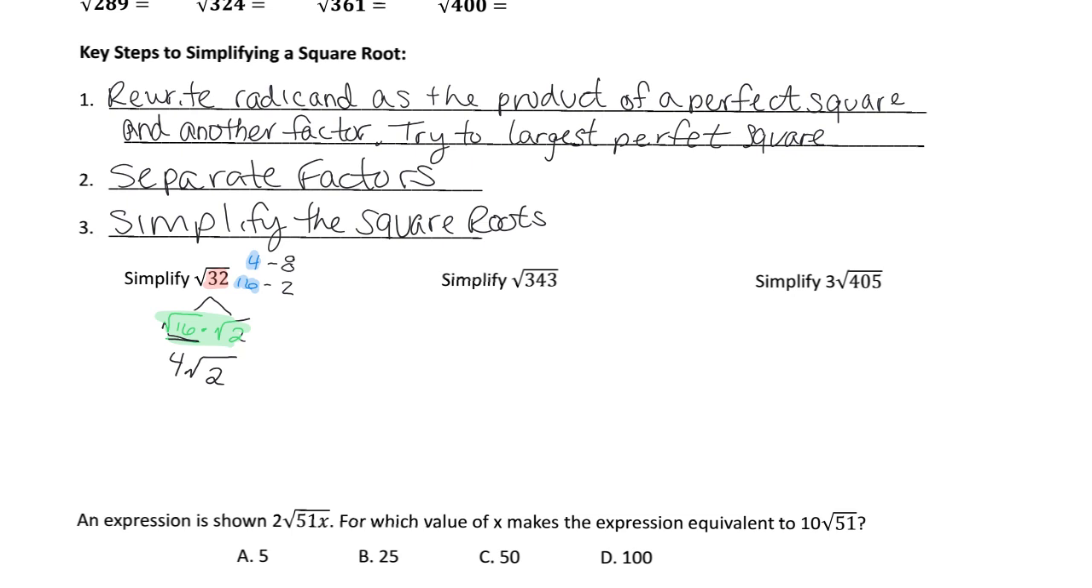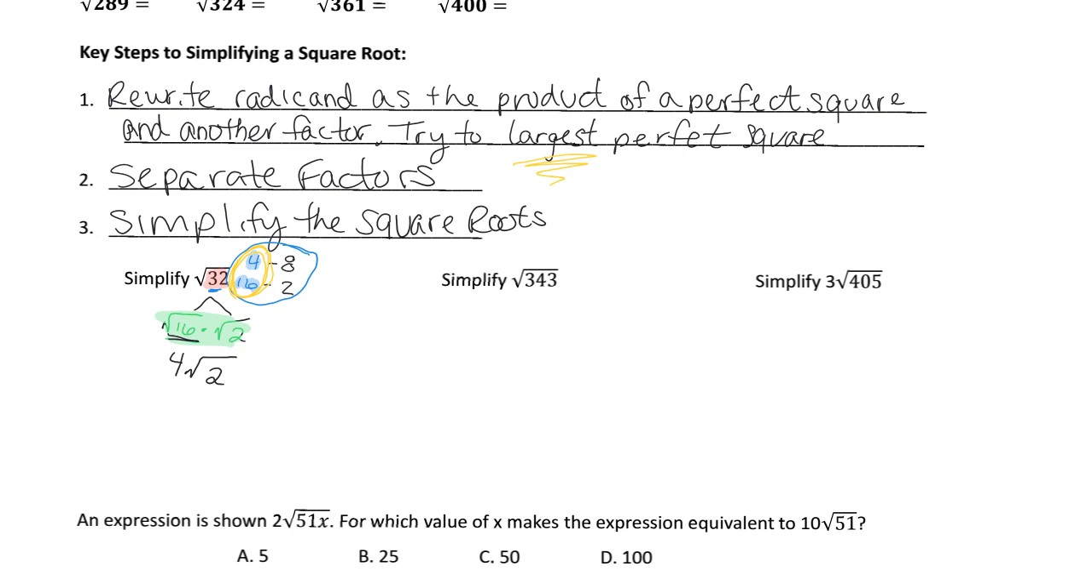So we found factors that go into our radicand, and they were 4 and 8 and 16 and 2. Again, we want to find them based off of perfect squares. Then step 2 was to separate our factors, always going with the largest perfect square. So our largest perfect square we thought of was 16.